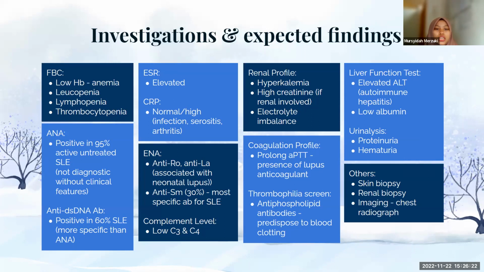And for ENA, anti-Ro and anti-La are mostly associated with neonatal lupus. However, bear in mind that anti-Ro and anti-La can also be present in Sjogren's syndrome, which is another kind of autoimmune disease. Other tests like complement level, coagulation profile, and thrombophilia screen to see whether there is antiphospholipid antibody, which predisposes to blood clotting, or other investigation like skin biopsy, renal biopsy, or imaging.